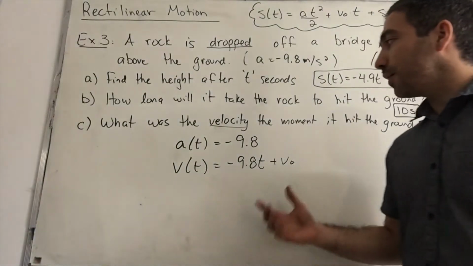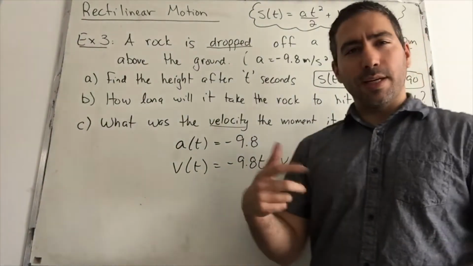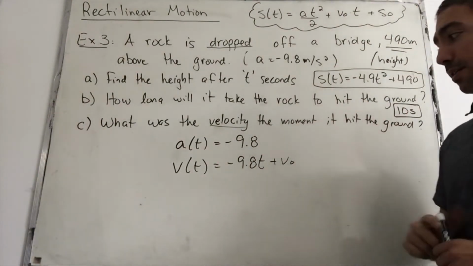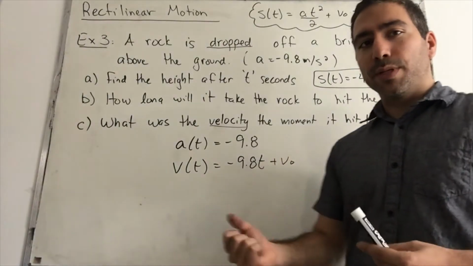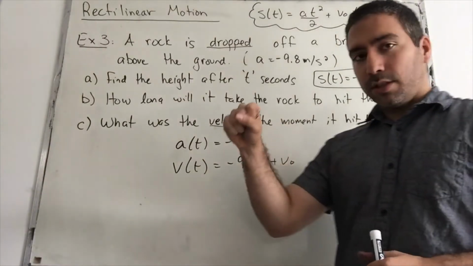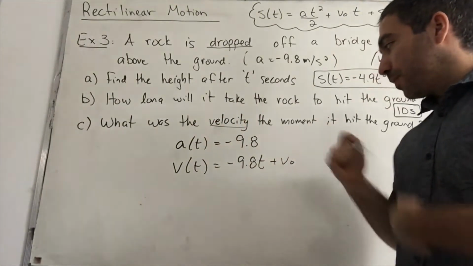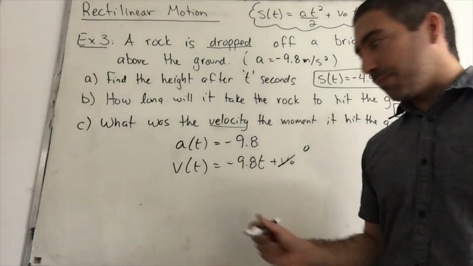Right? So now it's asking, what was the velocity the moment it hit the ground? Well, when did it hit the ground? In part B, we figured out that it hit the ground after 10 seconds. So we have to replace our t with 10. But there's an issue. What's our v0? Well, we said this already. The v0 was, since the rock was released at rest, the initial velocity is 0. So v0 is gone. We don't have to include that. We just have to substitute t with 10.